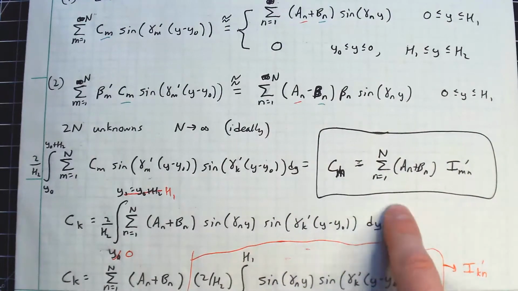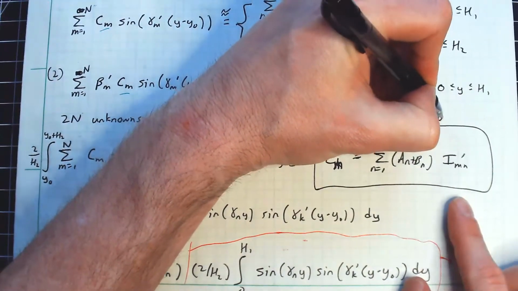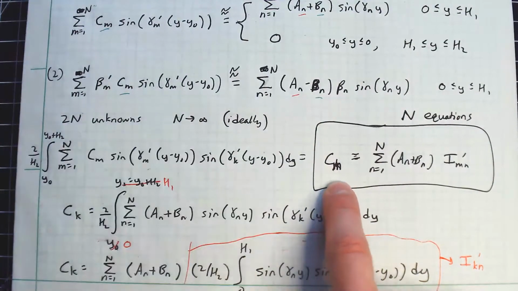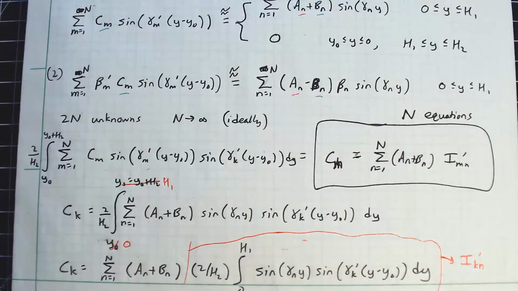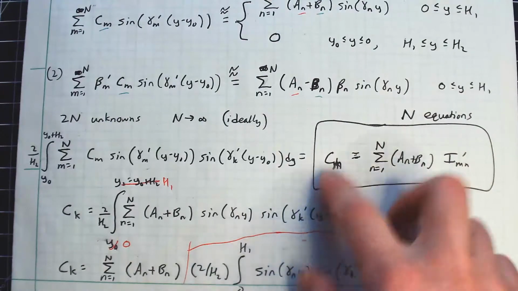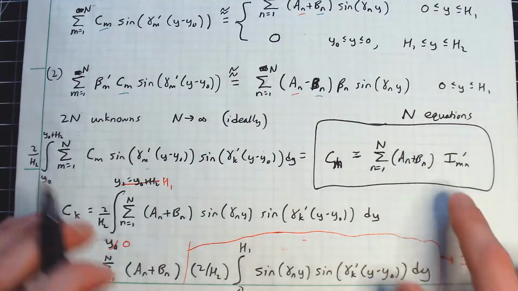So you can think of this as a shorthand, that this is actually N equations, right? Because I can just repeat this from m equals 1 to N. Okay, and I'll get N equations out. So this thing is known, and I have N unknowns here, but this is N equations to my 2N unknowns. So you can kind of see what just happened here.